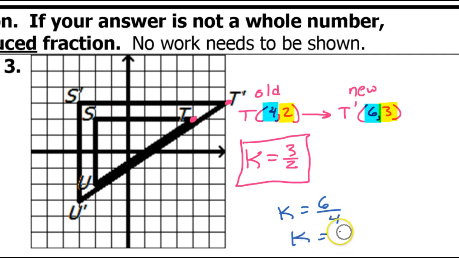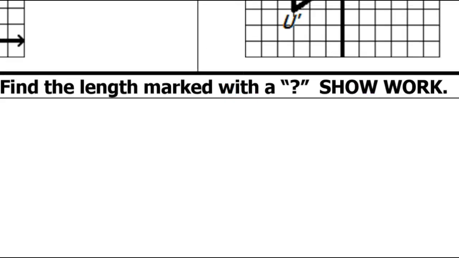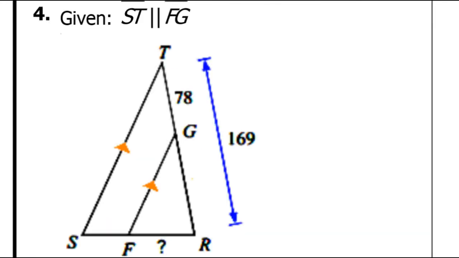But 6 over 4 reduces down to 3 over 2. So you see it's really the same thing. All right, for the next problem we need to find the length marked with a question mark. Okay, so for number 4, I see my question mark right there. I'm going to go ahead and call it X though, instead of a question mark.